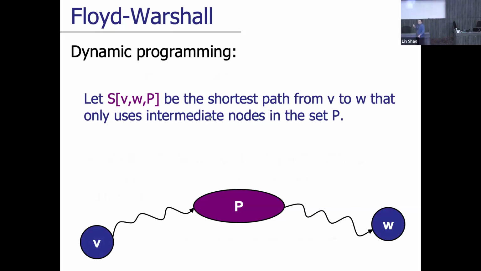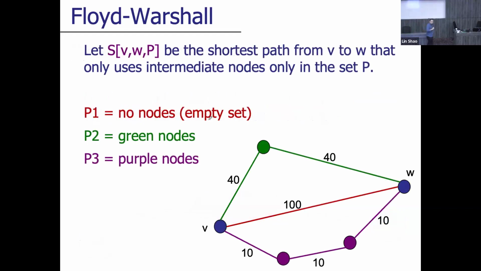It may sound a little bit like confusion at the beginning, but let's work with the examples. Again, the definition: SVWP is the shortest path from V to W that only utilizes the nodes in P. We could have 3 different types of P set. For example, P1 would be the empty set, which means that there will be no intermediate node in the shortest path from V to W.